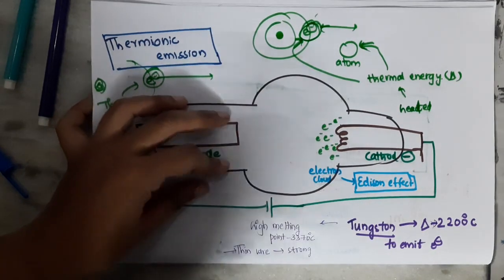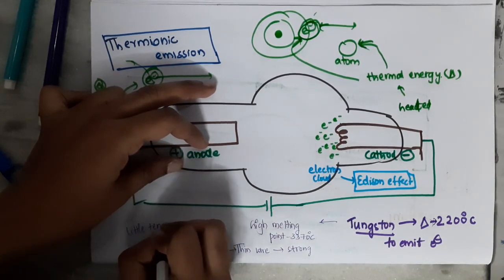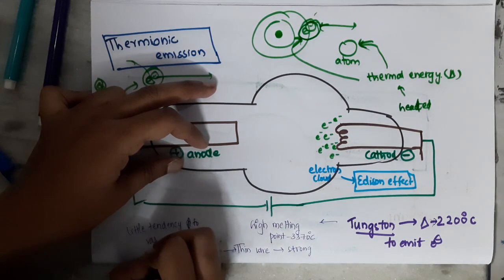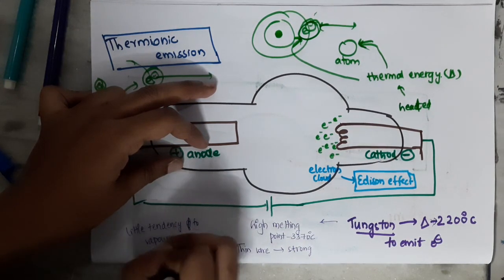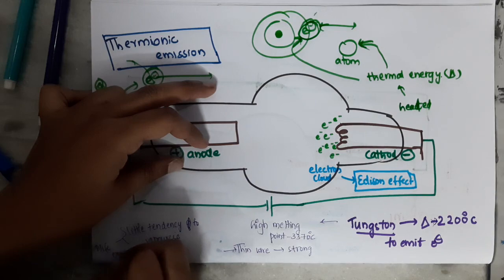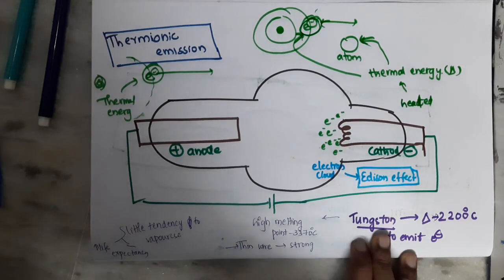Number three, tungsten has very little tendency to vaporize. Because of its little tendency to vaporize, there is an increased life expectancy of the X-ray tube. The increased life expectancy of the X-ray tube is because of this tungsten filament.